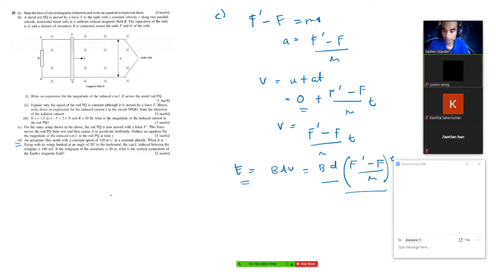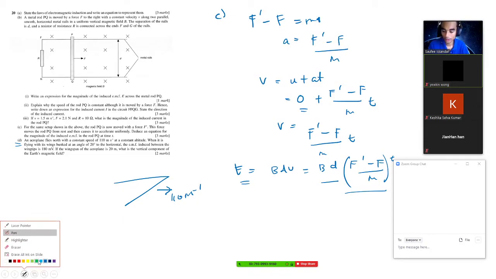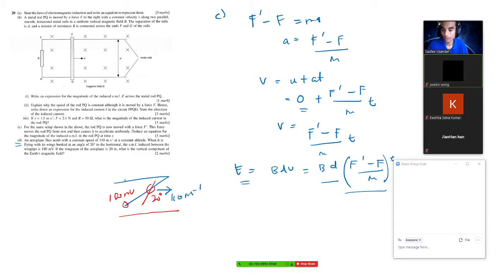Okay, so we have an aeroplane with wings, moving at 110 meters per second, and it is banked at an angle to the horizontal of the Earth. So this will be 20 degrees to the horizontal. The EMF induced between the wingtips is 180 millivolts. If the span of the aeroplane is 20 meters, what is the vertical component of the Earth's magnetic field?